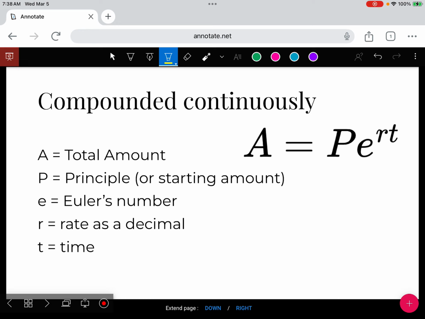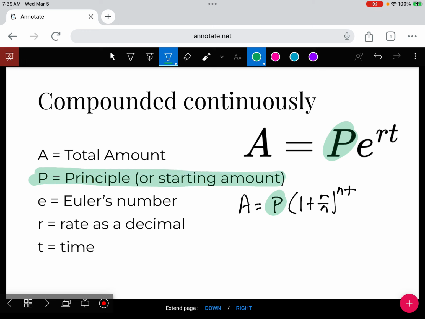So we're going to use our Pert equation for this. It's P, that's our principal, the same one that we had before. So when we wrote our compound interest formula, that was our P with our 1 plus r over n to the nt. That's the one we used in the bell work. So a lot of the pieces are the same. We still are using our P for our principal. That's our starting amount. We still have our rate as a decimal. Only thing is, this time our rate is in the exponent, up there with the t.